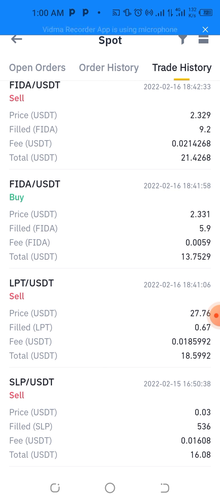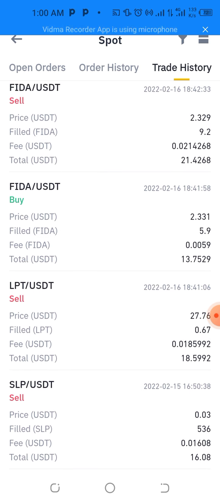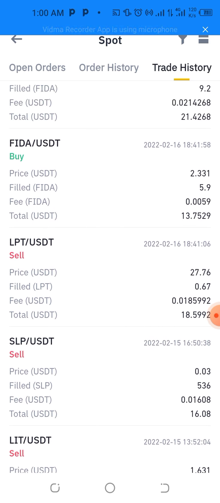Okay, now this is it. I bought it at this point and I sold at this point. I was in loss when I sold it. So as you can see, I was in loss when I sold it. I bought 9.2. Yeah, I bought it at 5.1. I didn't sell everything. I sold part of it and I left part of it.